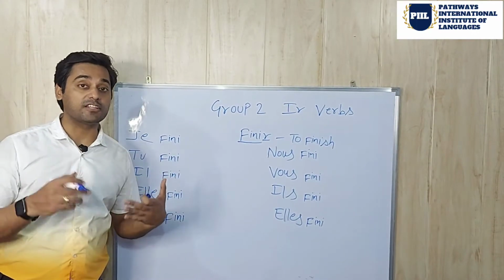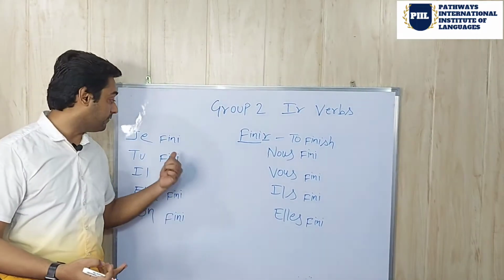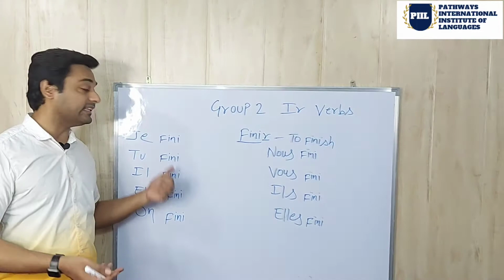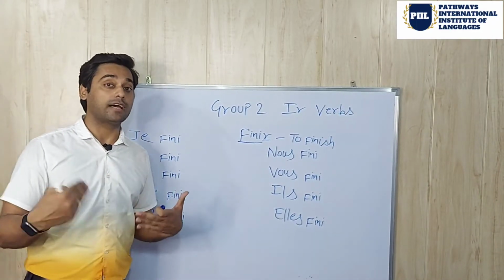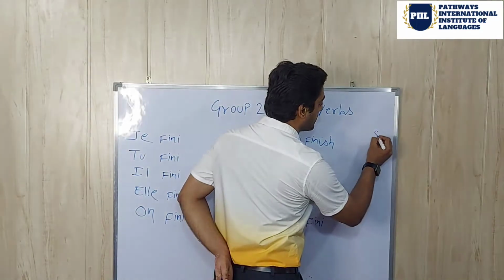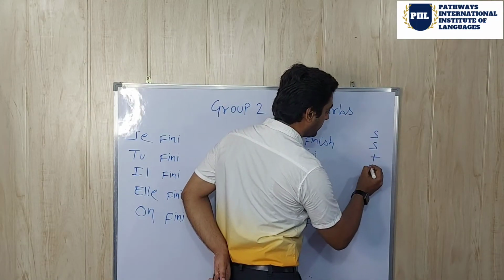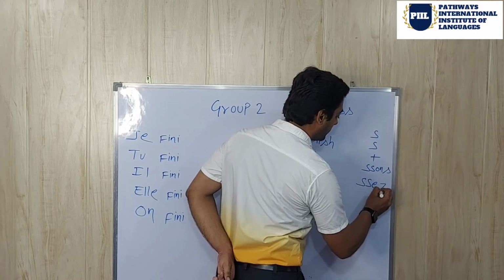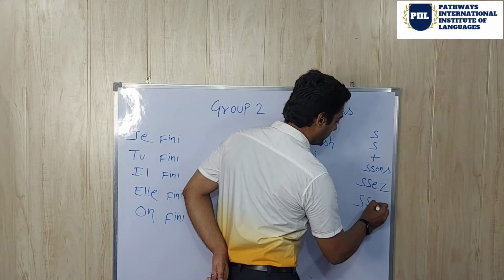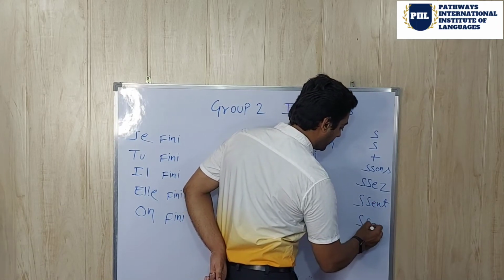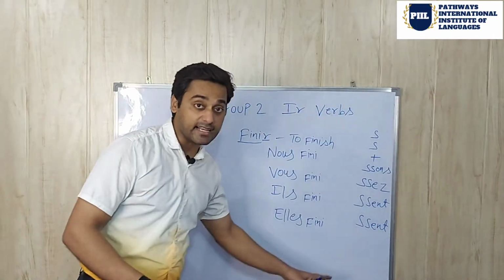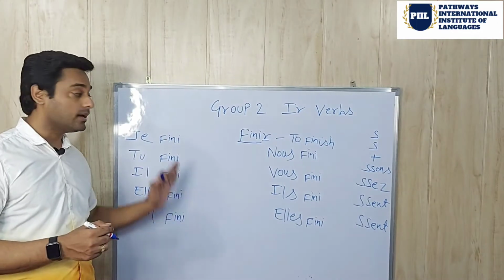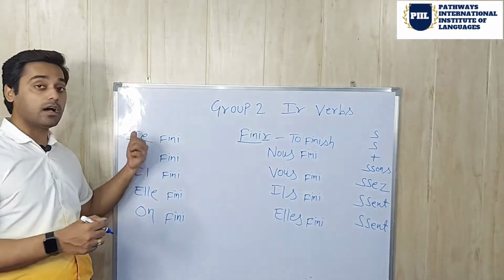Now we just have to add certain endings to this radical. Now what are those endings? So the endings are these. Look here: S, S, T, S-S-O-N-S, S-S-E-Z, S-S-E-N-T, and also S-S-E-N-T. These endings we have to add to all these radicals according to the subject pronoun.